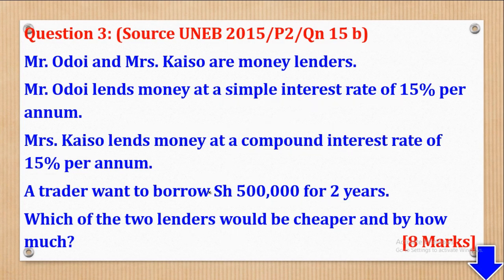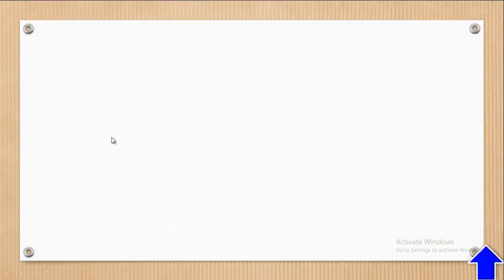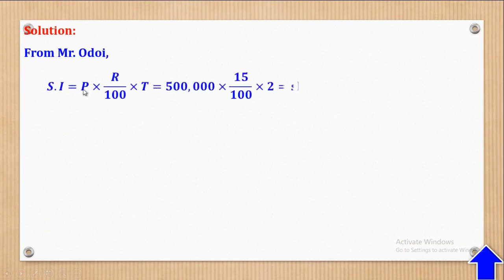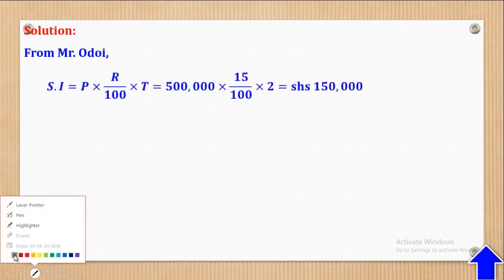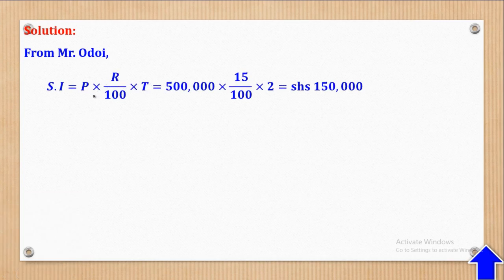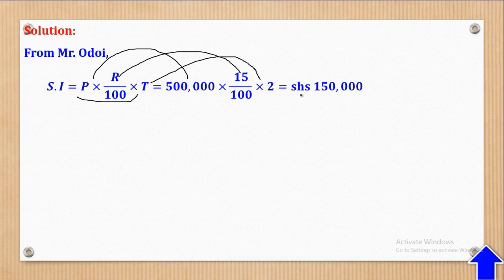So I'm going to use these values for both formulas of simple interest and compound interest. This is our P and this is our T for simple interest, and this is our R for simple interest. So let's first do that. From Mr. Odoi, I will be equal to P times R over 100 times T. So this is the formula for simple interest. P is 500,000, R is 15, and T is 2. So when I simplify, I come up with shillings 150,000 as the interest.